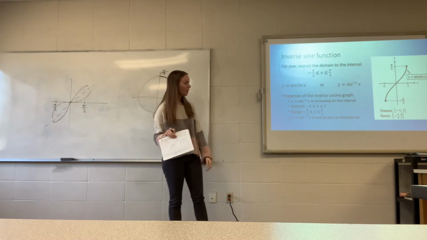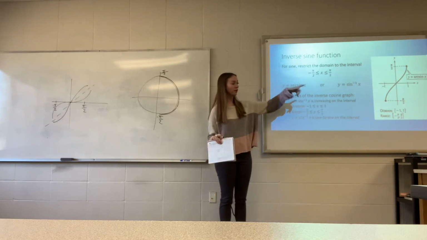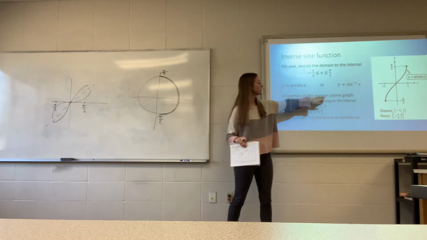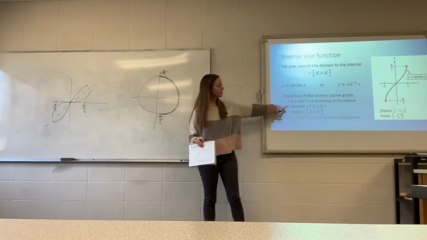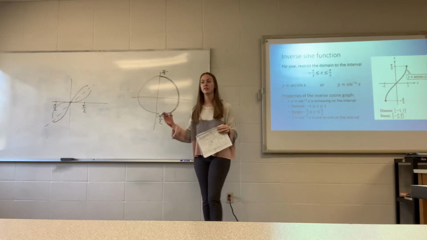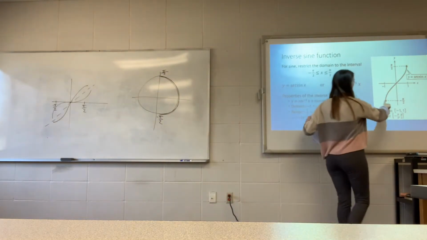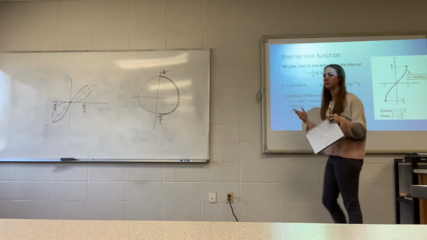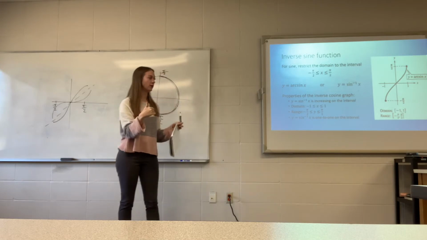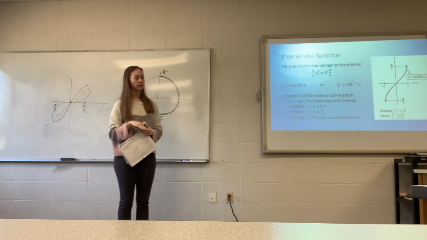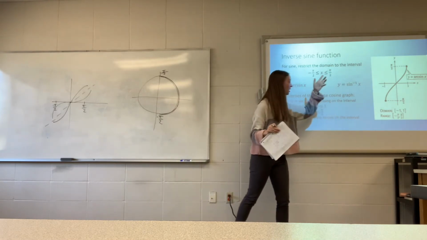Couple more things with our graph. Looking at our inverse sine graph, sorry, this should say sine. Looking at our inverse sine graph, it's going to be increasing over the entire interval. So our graph is going up, it's increasing, it has positive slope the entire time. The domain of this graph is from -1 to 1. Our range is from -π/2 to π/2.